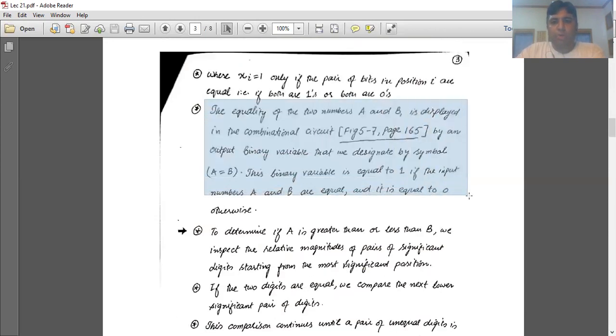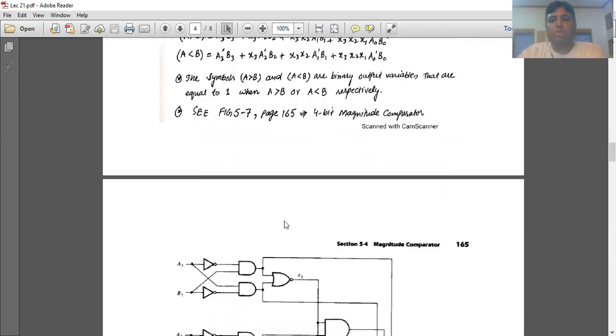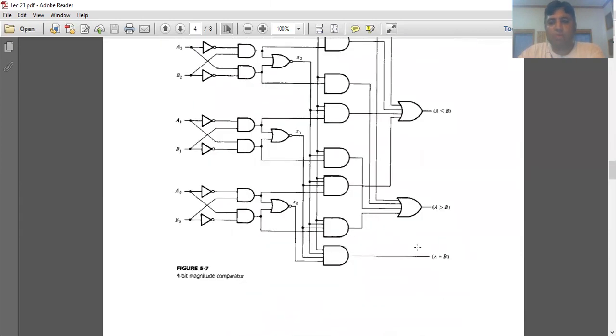The equality of two numbers is displayed in the combinational circuit in figure 5.7, which I showed you on page 165, by an output binary variable that we designate by the symbol A equals B. The binary variable is equal to 1 if the input numbers A and B are equal, and 0 otherwise. So in this diagram, if A is equal to B, then this gate output will be 1 and the other two outputs will be 0. And if A is not equal to B, then the A equals B output will be 0.